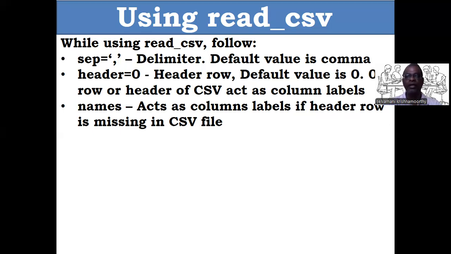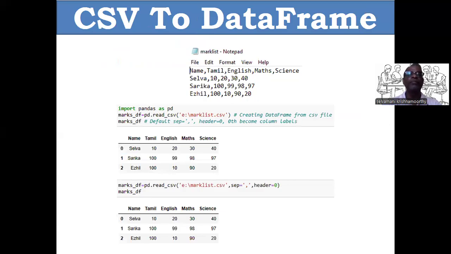What will happen, sir, if the header row is missing in the CSV file? No need to worry. By using the names array, we can give column labels. That means names act as column labels if the header row is missing in the CSV file. I hope it is clear to all. Let me see one by one. That is CSV to data frame.